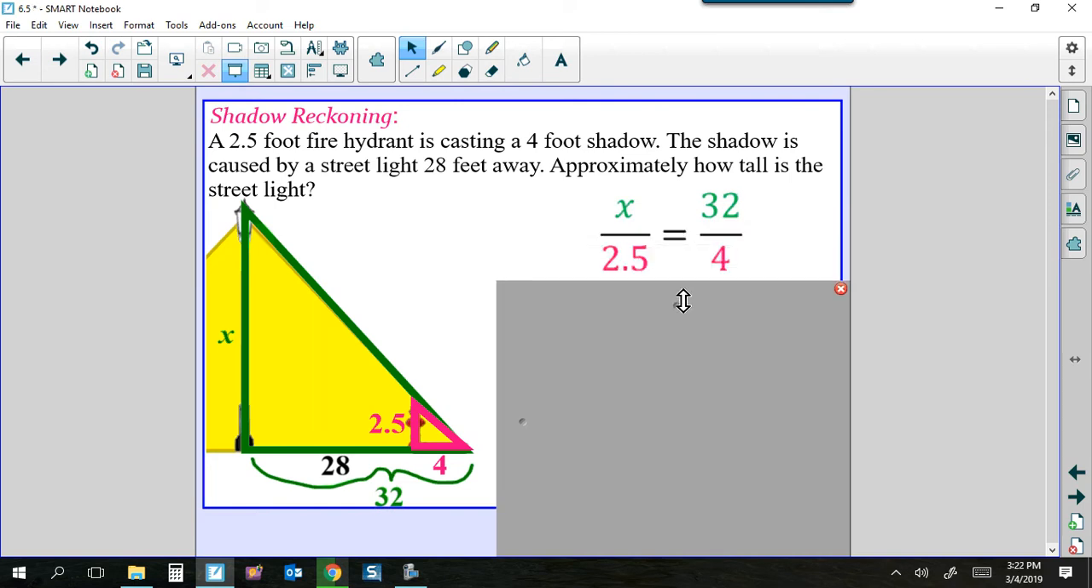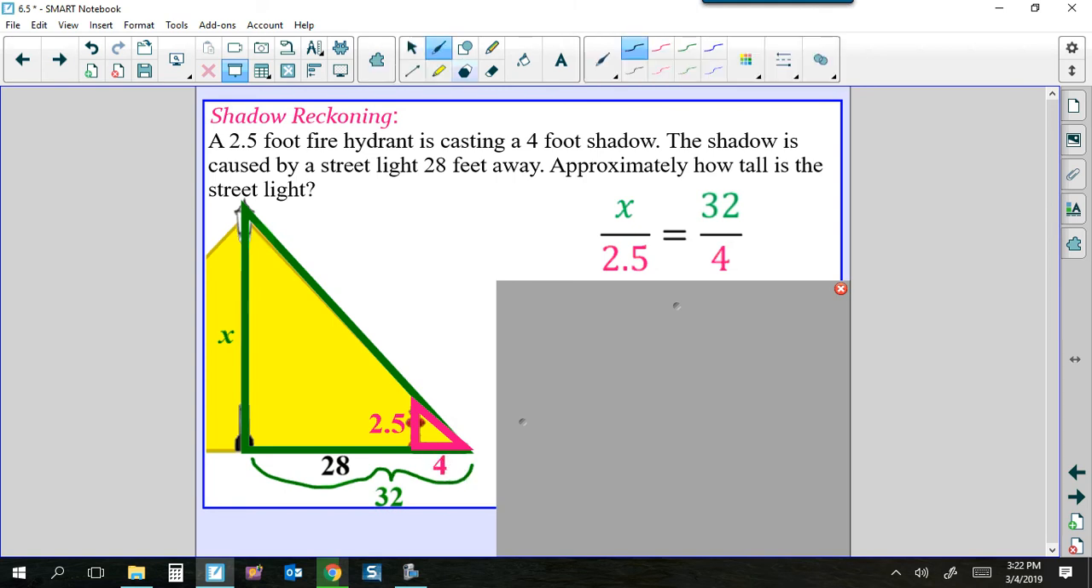So the top of my fraction here, we have the height of the street light over the height of the fire hydrant. So on the top, I have my street light. On the bottom, I have my fire hydrant. In the second ratio here, we have our 32, which is the distance the light is from the fire hydrant plus the shadow. That's making the entire bottom triangle. And then we have 4, which is the shadow of just the fire hydrant.